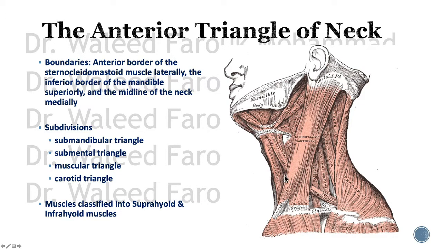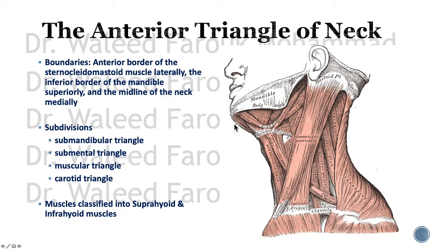And below the hyoid bone, between the midline, the omohyoid, the hyoid, and the lower part of the anterior border of the sternocleidomastoid, is the muscular triangle. You see it's full of muscles. So these are the subdivisions. Don't learn them by heart. Just know your anatomy and you will be able to figure it out.